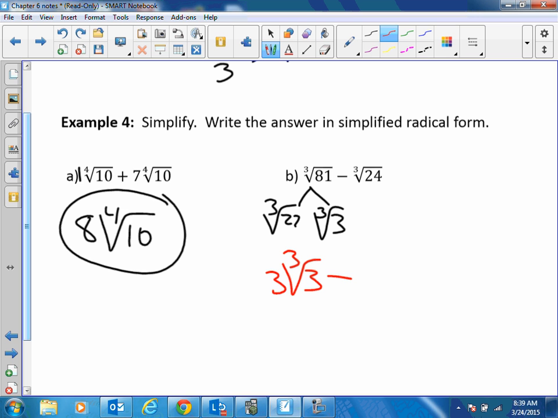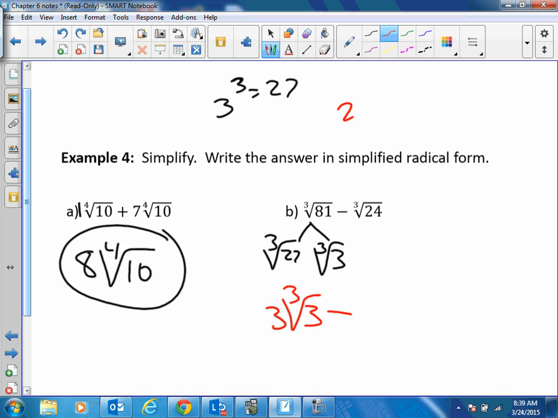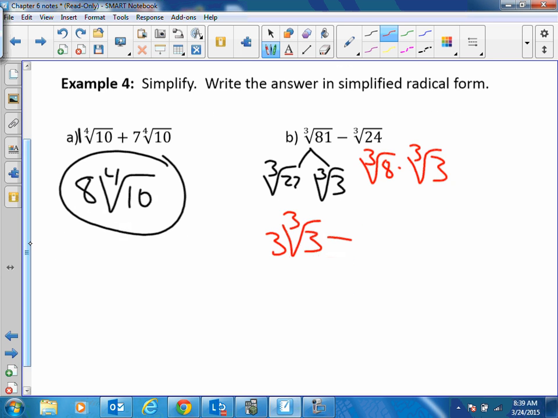Minus, again, 24 is not a perfect cube. So what goes into 24 that is a perfect cube? 8, right? 2 cubed is 8. So I can break it down into the cube root of 8 times 3, since 8 times 3 equals 24. The cube root of 8 is 2, so I have 2 times the cube root of 3.